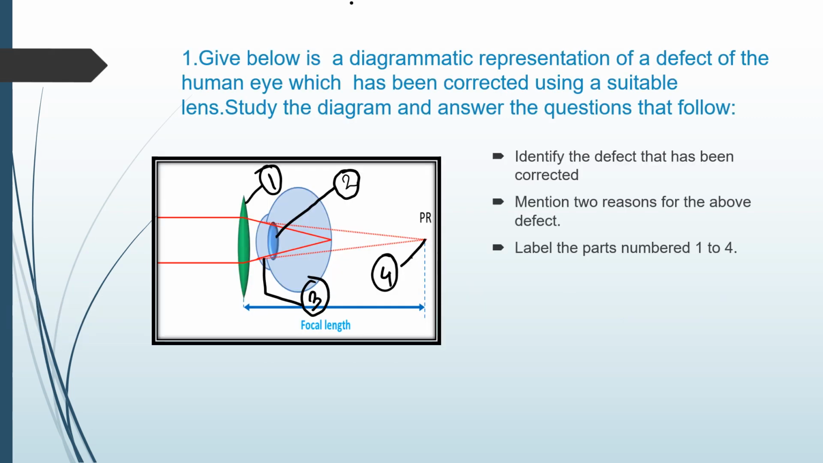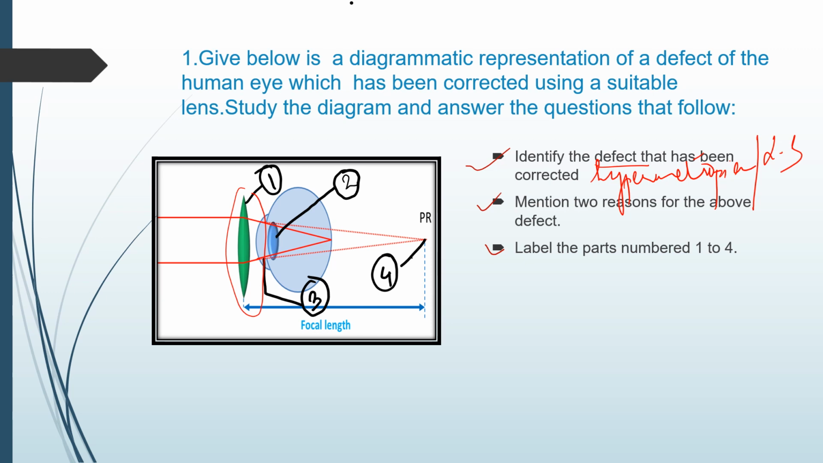Now, in this first slide, we are going to discuss a diagrammatic representation of a defect of the human eye, which has been corrected using a suitable lens. After studying the diagram, we are going to answer these three questions. Once we start studying the diagram, we see what lens is used in correcting the defect. This is a convex lens, so we can find out that this problem is hypermetropia. It is very easy: the defect is hypermetropia, or in other words, long-sightedness.